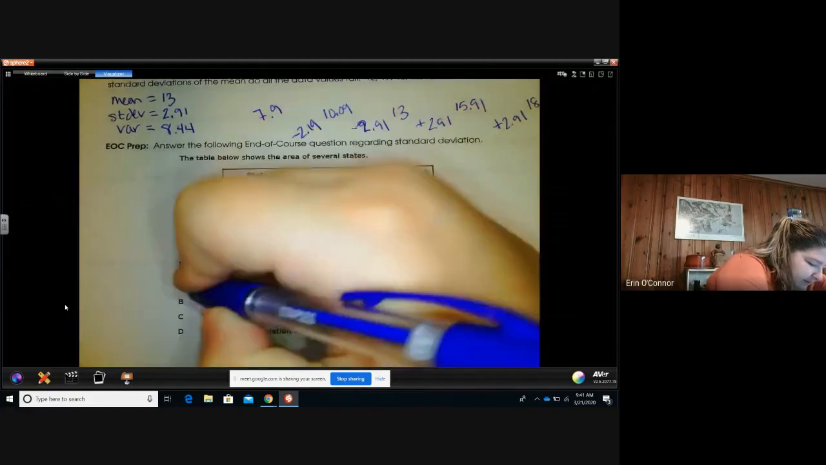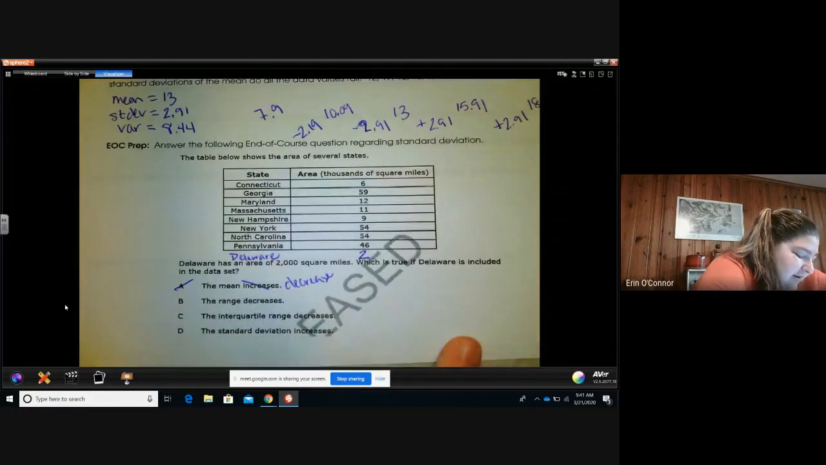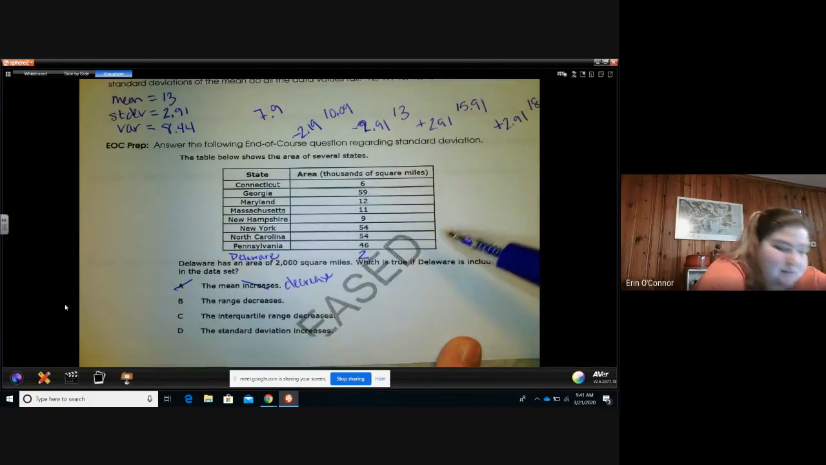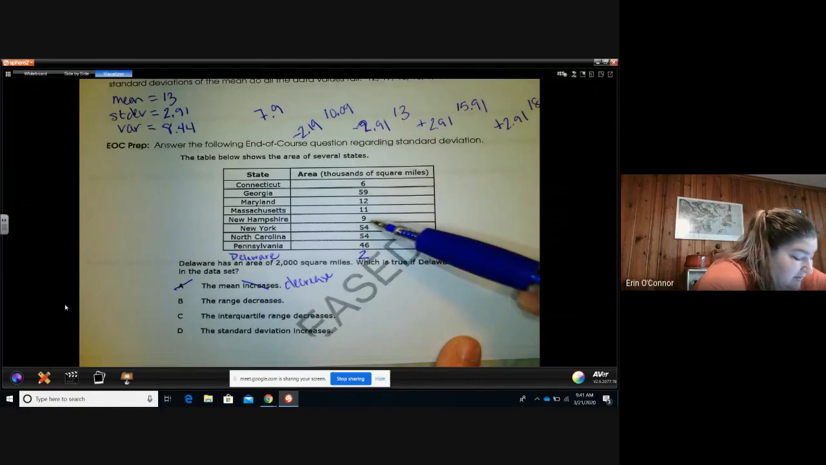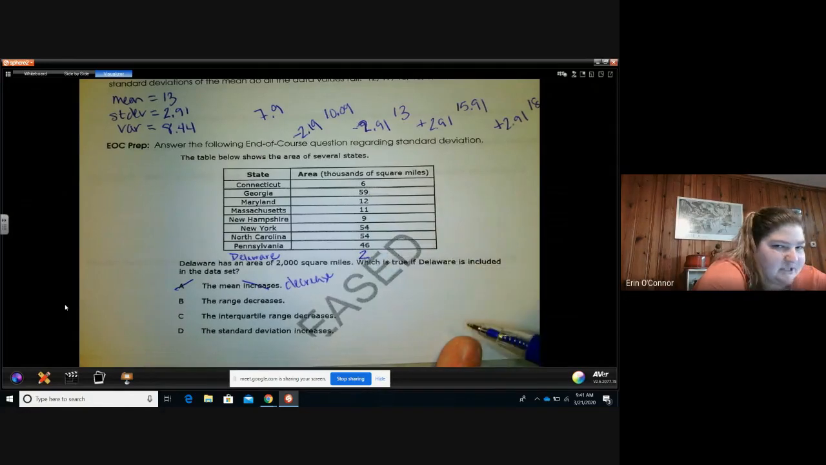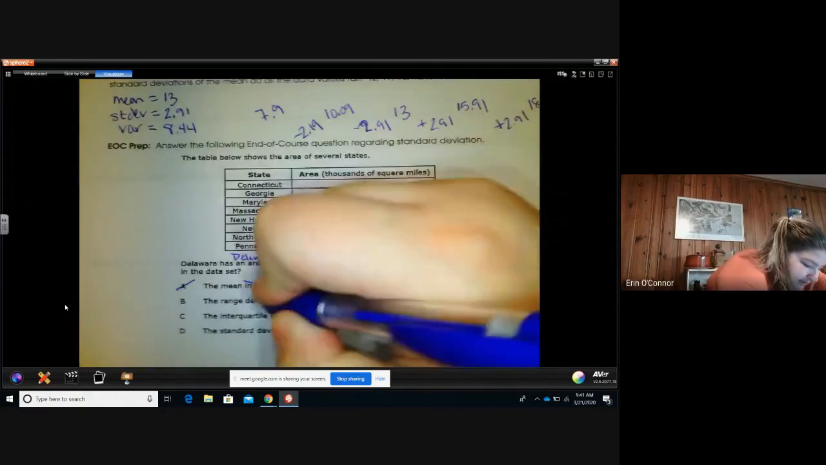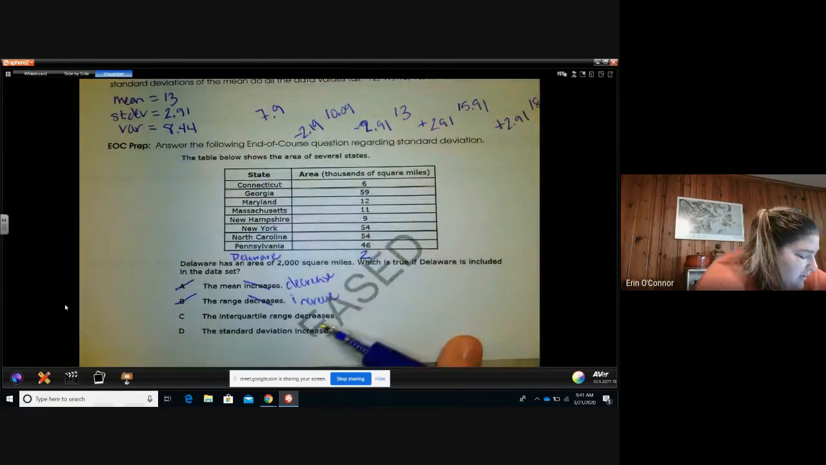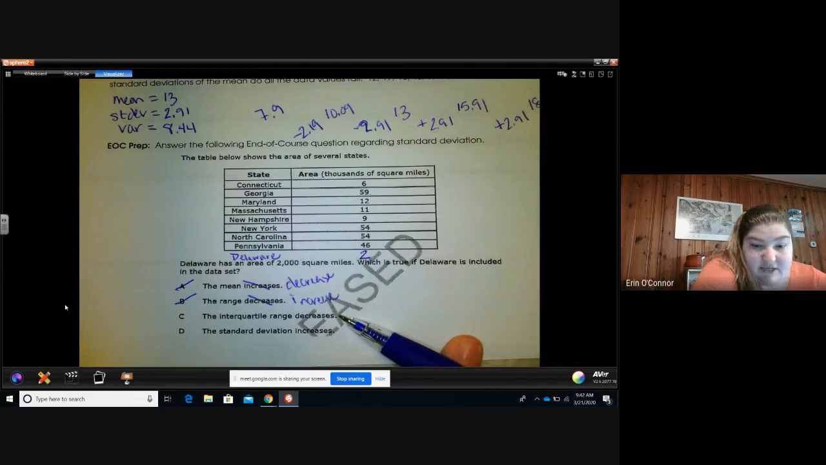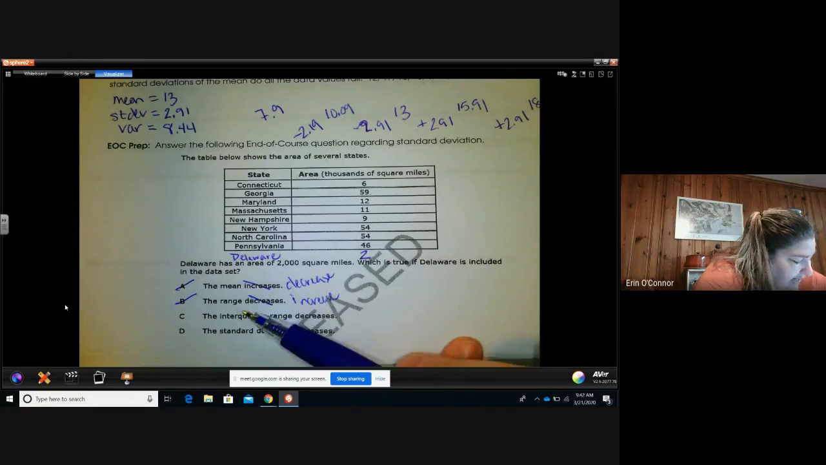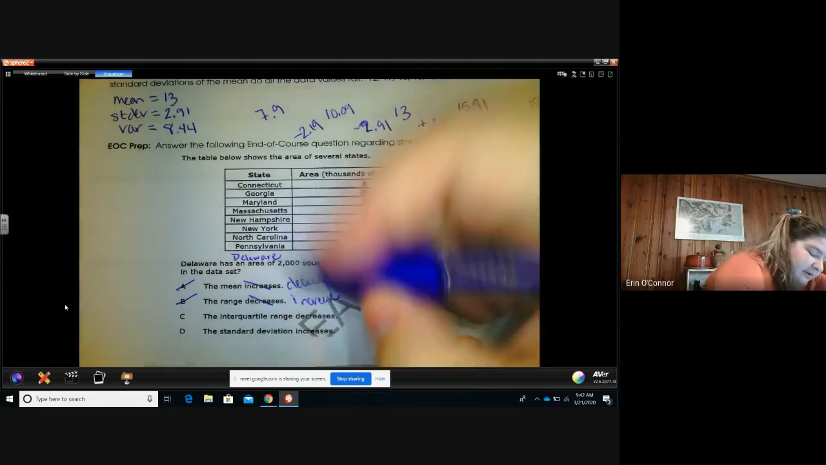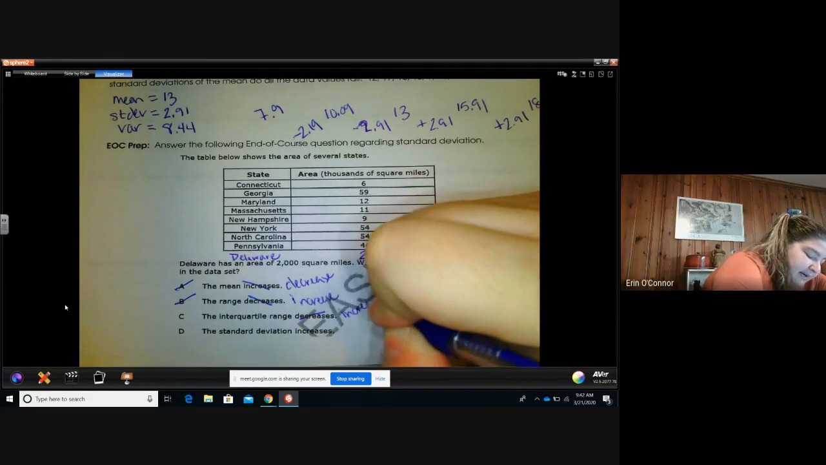So A is wrong. The range is going to decrease. Well, originally the range was 59 minus 6, which is 53. Now it's 59 minus 2, which is 57. So it increased. Can't be that one. The interquartile range decreases. We might not know what that means yet, but it does have to do with the range. So if the range increases, generally the IQR or interquartile range also increases. So it can't be that one.